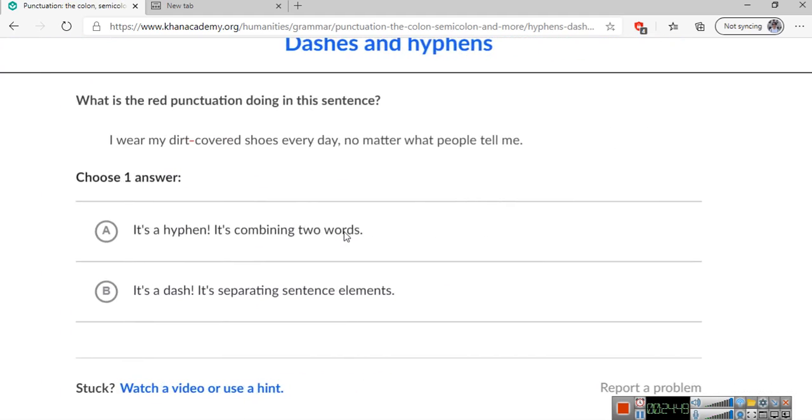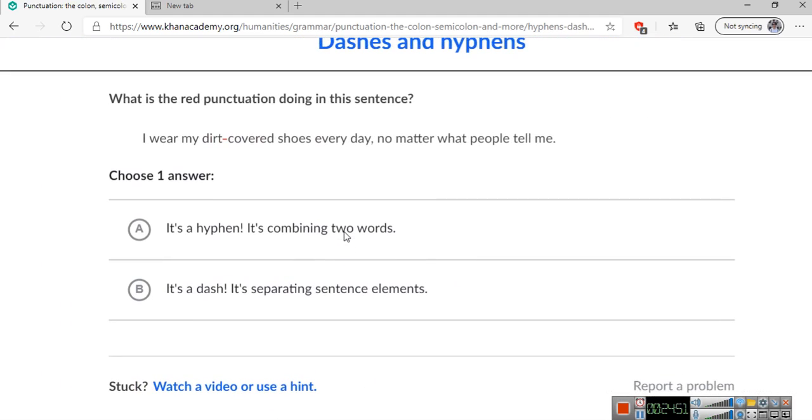Now, the third question. What's the red punctuation doing in this sentence? I wear my dirt-covered shoes every day, no matter what people tell me. Choose one answer. A. It's happened. B. It's combined two words. C. It's a dash. D. It's separating sentence elements.